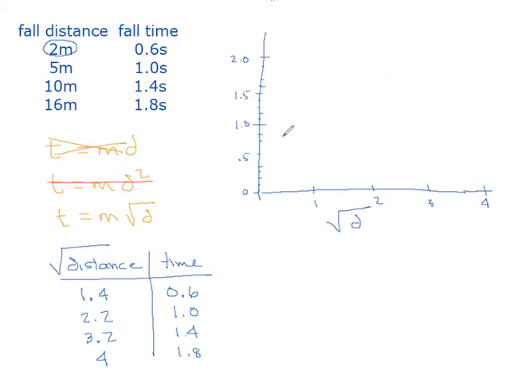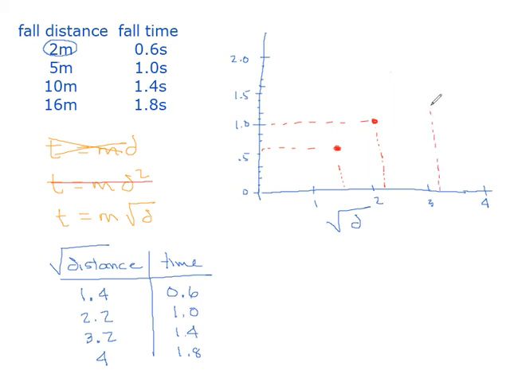Okay, let's graph it and see if we have any luck. A root distance of 1.4 is like there, and that goes with a time of 0.6. Of course, when you do this, it'll be on graph paper, and your graphs will look massively nicer than mine do, but I hope this is enough to give you the idea. If our root distance is 2.2, then our fall time is 1.